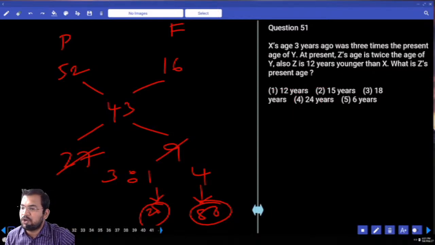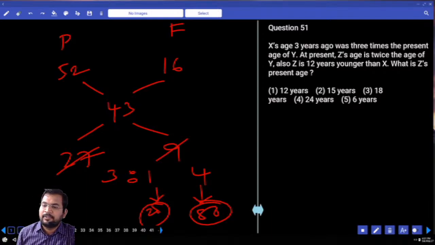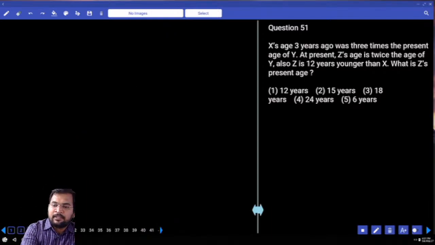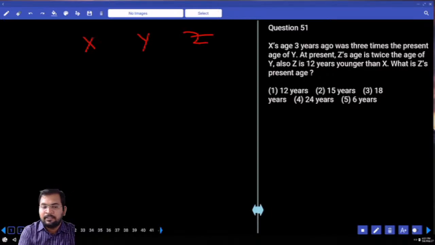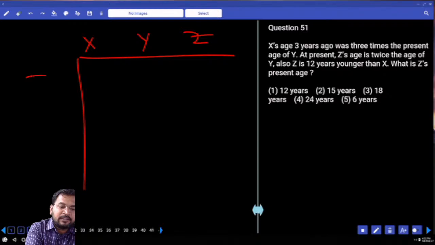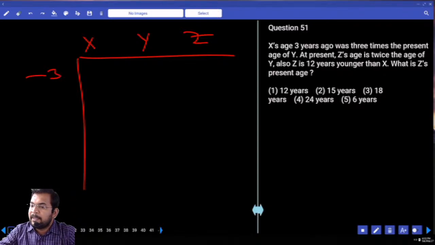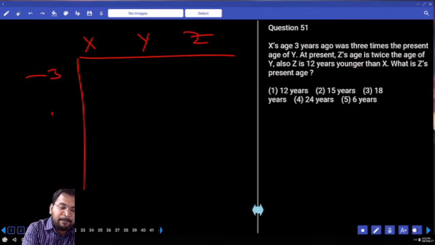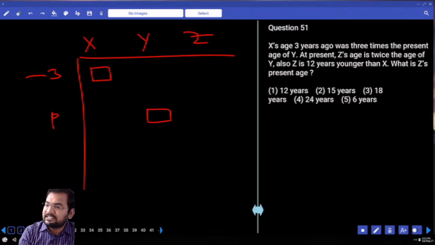X's age 3 years ago was 3 times the present age of Y. Are you clear? X, Y, Z. Three years ago. X's age 3 years ago was 3 times the present age of Y. No, the present age of Y. These two are in the ratio 1:3. So say, for example, the present age of Y is 1 part, then X 3 years ago is 3 parts.